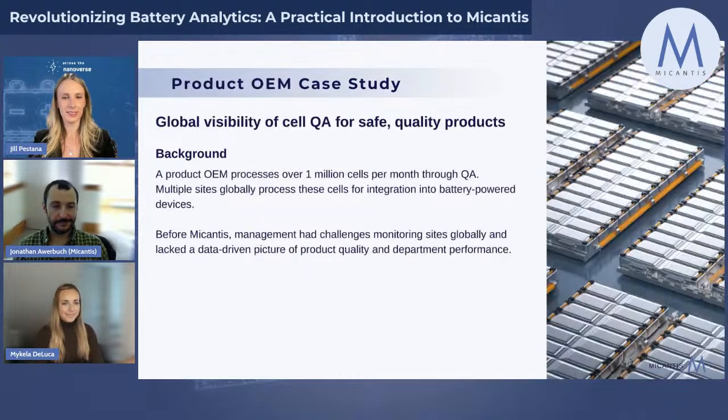Absolutely. Yeah. And I'd love to now shift to talking about the product OEM use case. This is different. They're not manufacturing the cells, right? But they're performing the quality assessments on them, checking if the batteries are safe and their performances are aligned. This product company is number one in their area. They go through over 1 million cells per month for QA. It's a high volume operation globally. So Jonathan, tell us more about the challenges that this type of customer can experience.